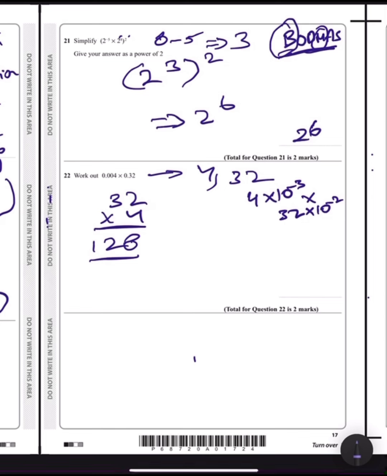But here we can also do it in this way as well, write it in standard form. So for 0.004 we know it's 4 into 10 to the power of minus 3. We know 0.32 is 32 multiplied by 10 to the power of minus 2 in standard form. So now we're going to write an answer. Minus 3 and minus 2 gives an answer of minus 5. So we're going to write 128 multiplied by 10 to the power of minus 5.